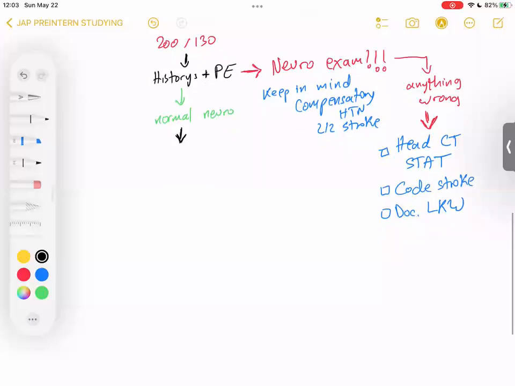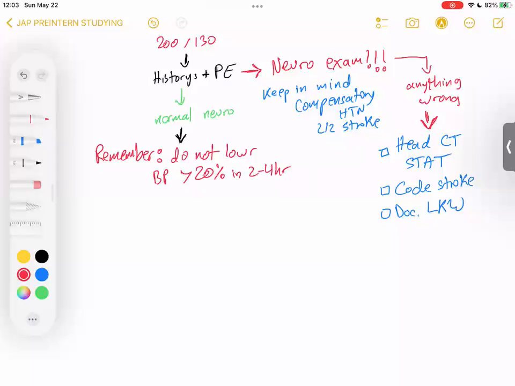So before you even push medications, keep this in your mind. Do not lower the blood pressure more than 20% of baseline in 2 to 4 hours. So if the blood pressure is 200, do not get it less than 160 right away, because that will cause decreased cerebral perfusion, and it might cause a stroke. So you really want to do it slowly, okay?